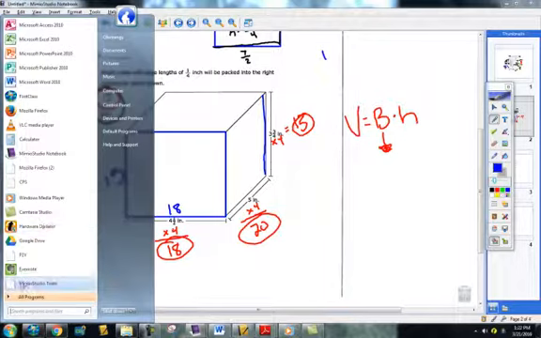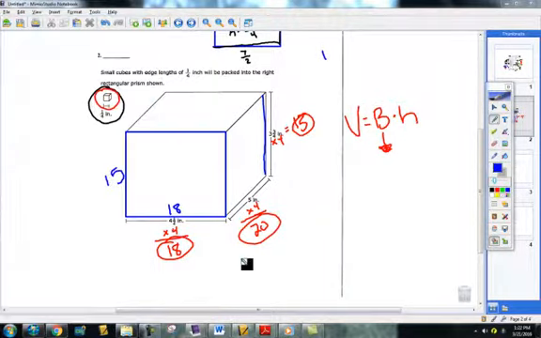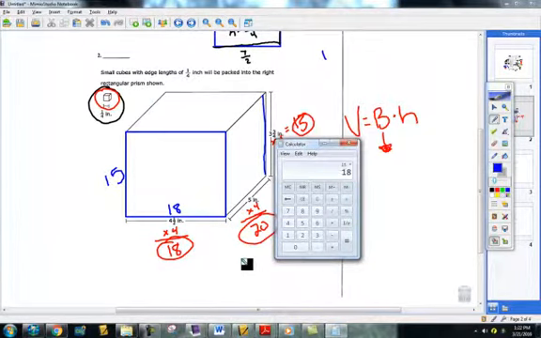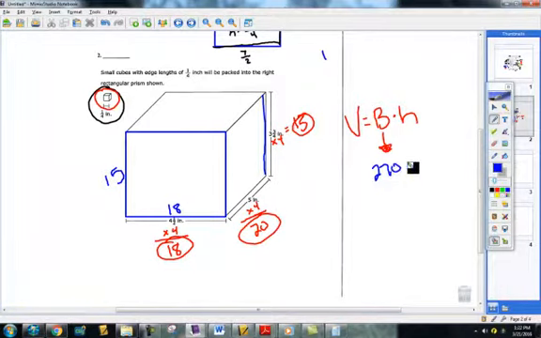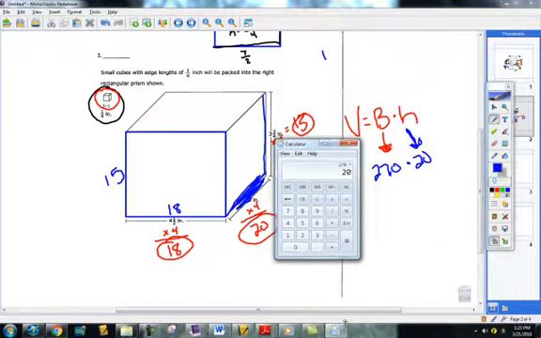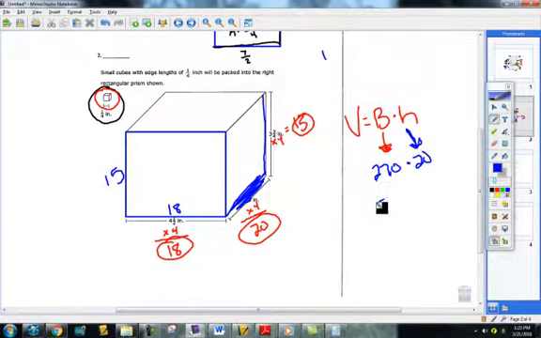So my area of my base is going to be 15 times 18, which is 270, right? Then I'm going to multiply that by the distance between my bases. My front and my back in this case would be 20. So my area of my base would be 270. My distance between my bases would be 20. So I'm going to multiply 270 by 20. I'm going to get 5,400 of those cubes.